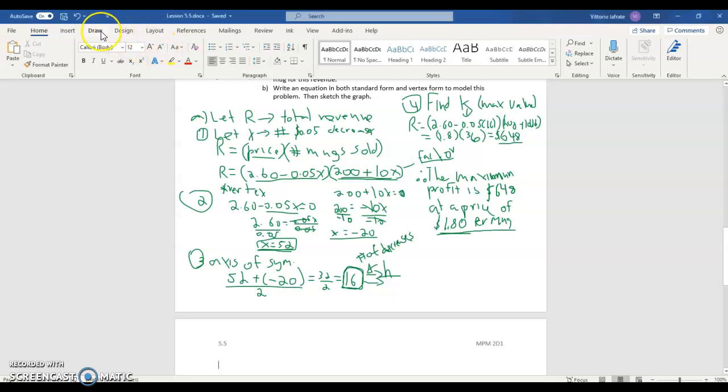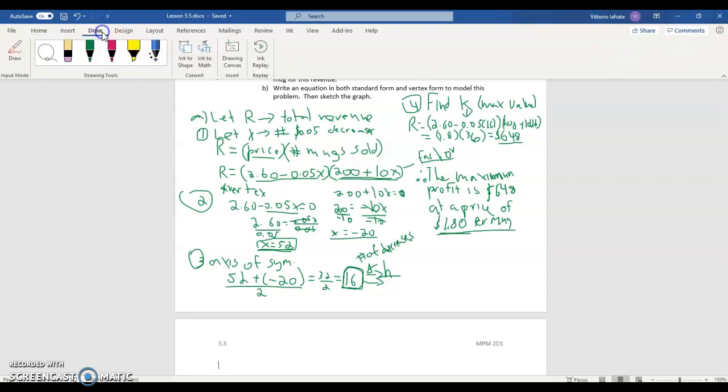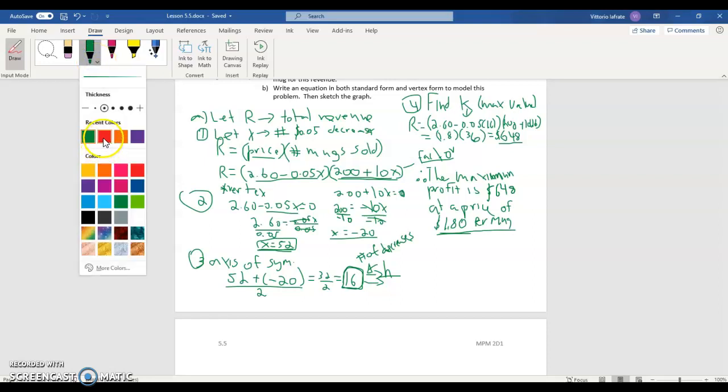This is part 4 of lesson 5.5. We're just going to finish up the note by doing part B of the problem from the coffee shop. So we're just going to do our equations and then sketch our graph quickly.